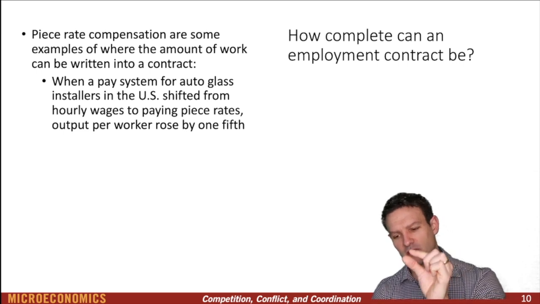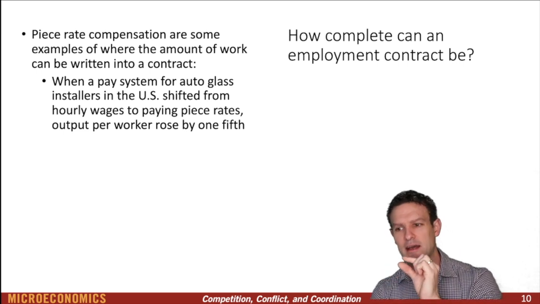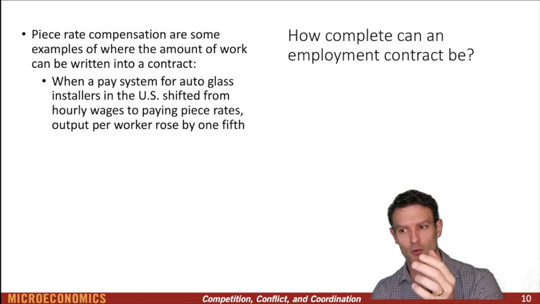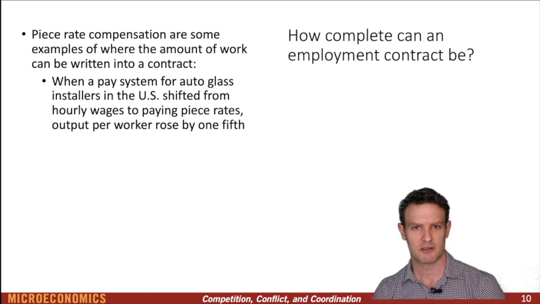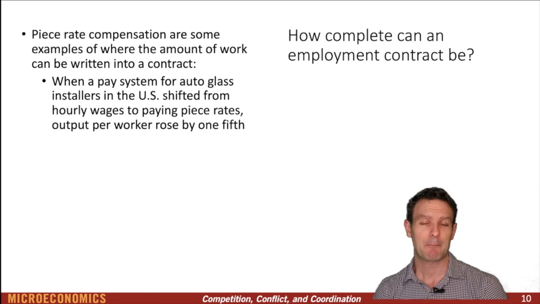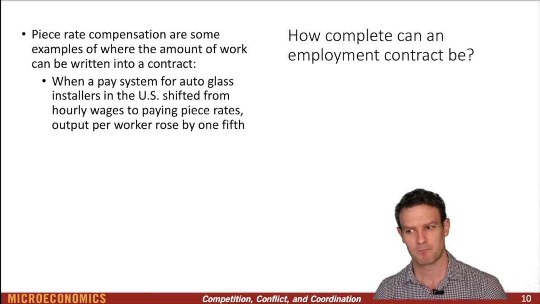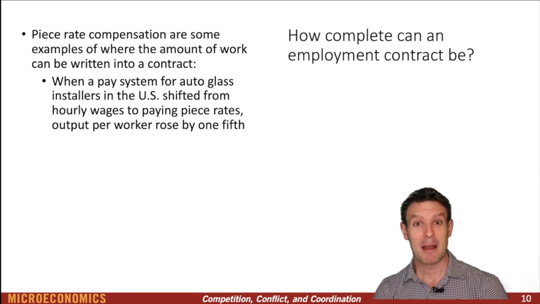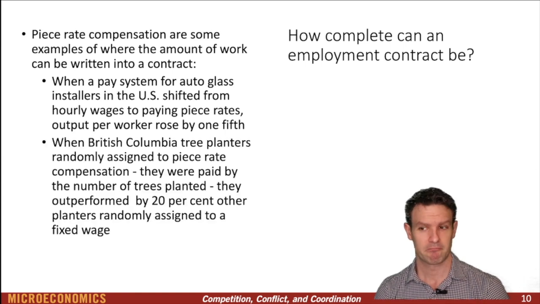And for example, what we see there is there's an example where an auto glass installer in the company, an auto glass company in the United States, shifted from hourly wages for their workers to paying piece rates. Now, what happened there is that output by the workers increased by about 20%. So what does that mean? By making the contract closer to complete, in that context, workers started exerting more effort.